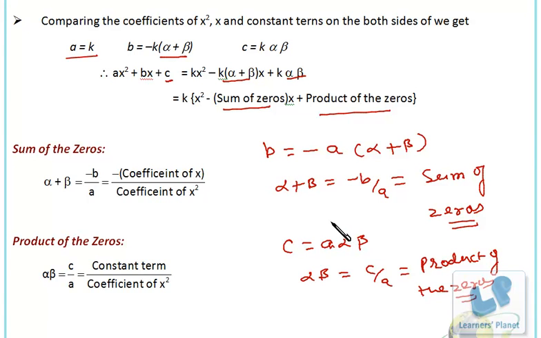So this is how we can get the relationship between the coefficients of the quadratic polynomial and its zeros. We'll be doing a good number of problems based on that, but as of now you should be clear about all of these. What is the sum of the zeros? That's minus b by a. What is the product of the zeros? That is c by a, for a standard quadratic polynomial, that is ax square plus bx plus c.